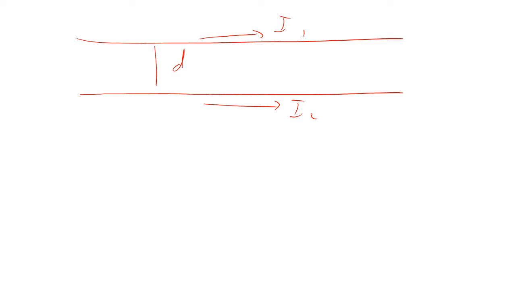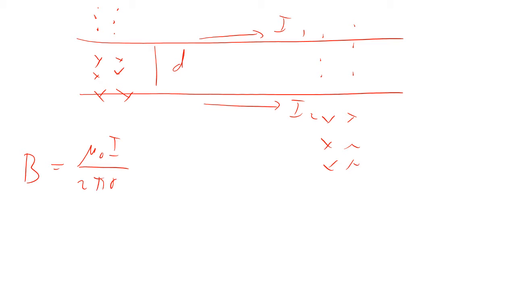Okay, so due to I1 there's a magnetic field, using the right-hand rule. It's coming out of the board here and into there. I2 has a magnetic field that's out above it and in below it. Okay, and right-hand rule, we know that the magnetic field here is mu naught I over 2 pi r.